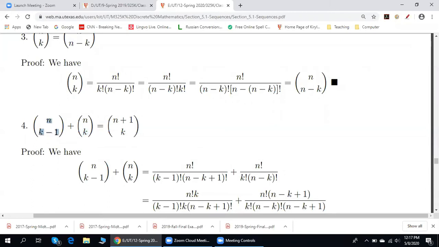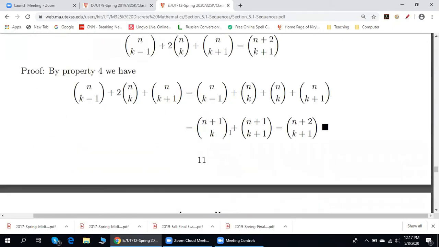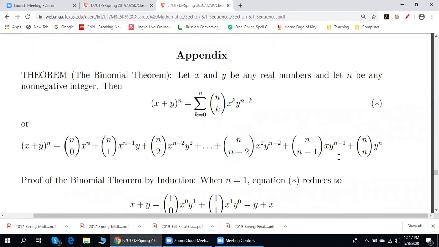We have two consecutive coefficients. We add two consecutive coefficients when we expand x plus 1 to nth power, and we get a coefficient of the expression when we expand x plus 1 to the power n plus 1. Now let us restate this result in the following rigorous way. We call it the binomial theorem.